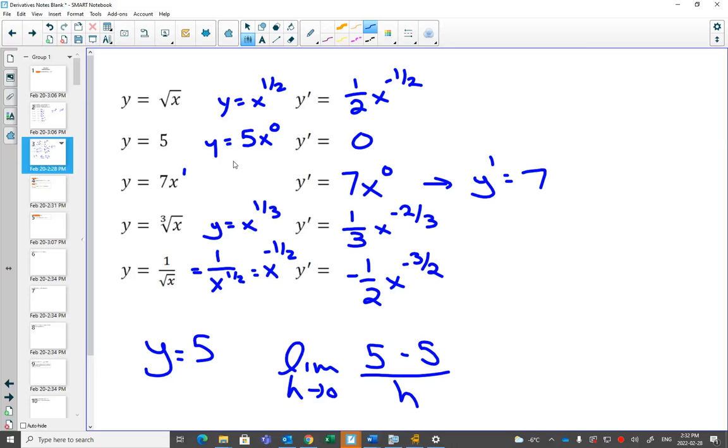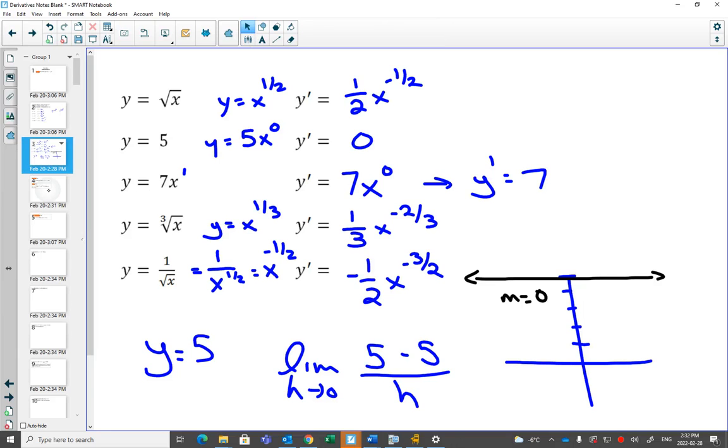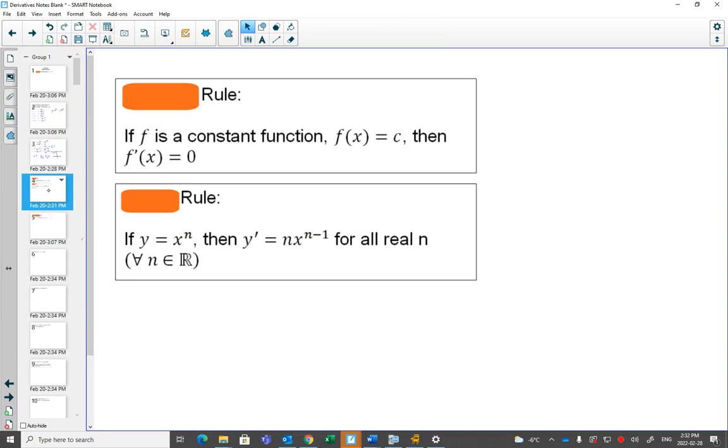If you think about it graphically, what does y equals 5 look like? It's a horizontal line. What's the slope of that line always? It's always 0. So thinking of it that way, I know that the derivative is equal to 0. So here it is, your constant rule and your power rule. The derivative of any constant is always equal to 0.